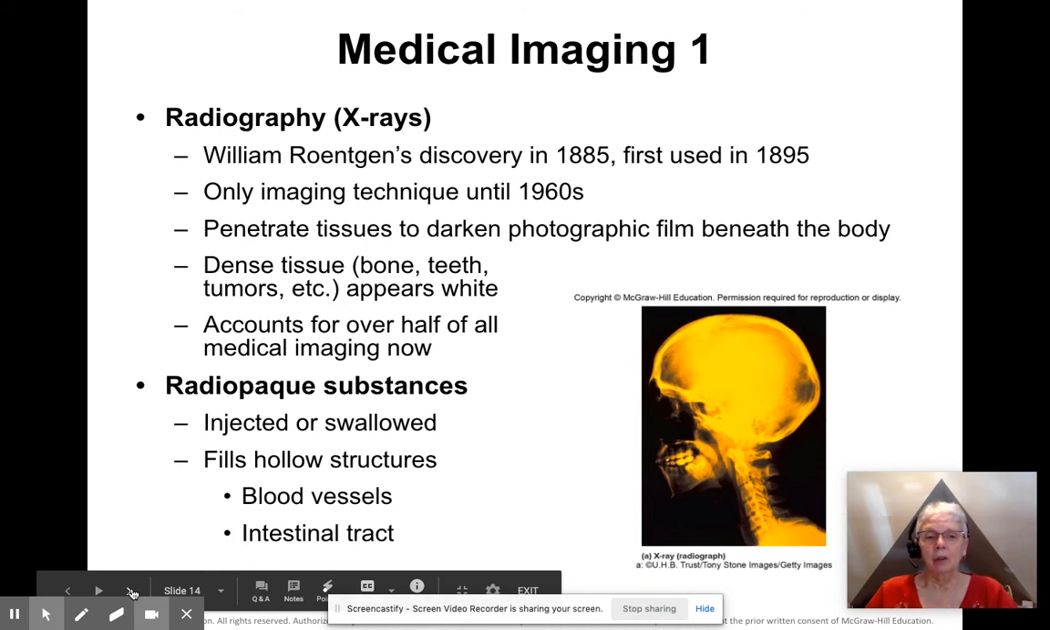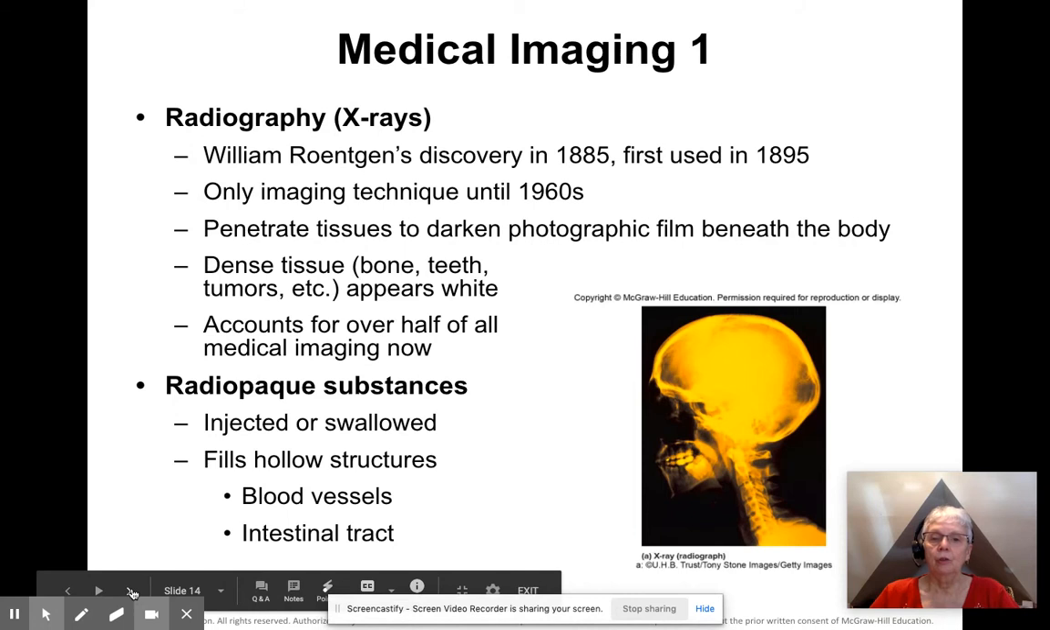So again, we're going to talk a little bit about medical imaging. First thing I want to tell you is that I worked in medical imaging for several years, so I know a little bit about it. And we look at how to take pictures of the inside of the human body so we don't have to open them.